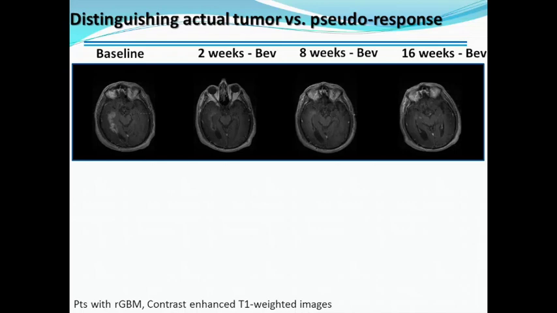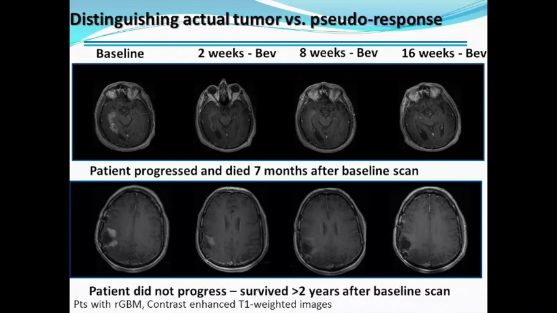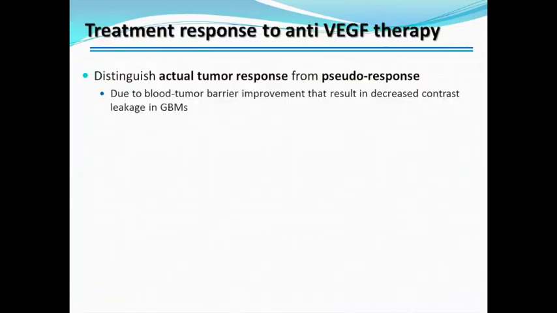So now what are you going to do? Because the radiologists 100% rely on T1 post-gadolinium images, right? So the tumor is gone on the images. However, the patient still progressed and died 7 months after the baseline scan. Here's another example. A patient with a recurrent glioblastoma now gets bevacizumab and also the enhancement goes away, but he survived more than 2 years after the baseline scan. So prognosis cannot really easily be done with T1 weighted imaging anymore.